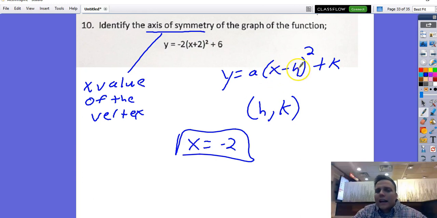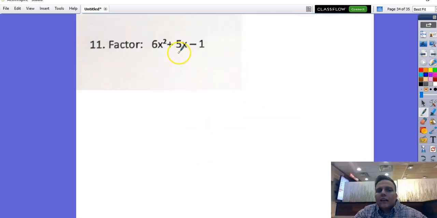It says x minus h. In order for it to become plus, h must be negative 2 to change this negative to a positive. So x equals negative 2. That is the axis of symmetry. Okay? Number 11, it says factor 6x squared plus 5x minus 1.